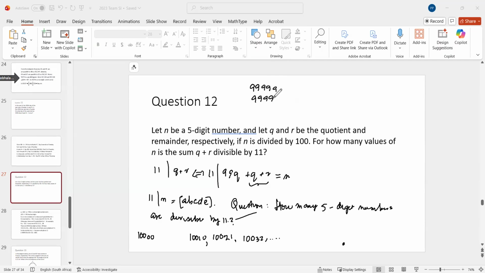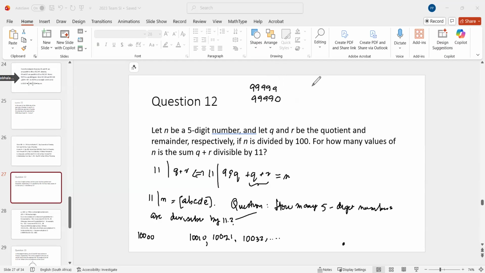You can see clearly that 11 goes into this 909 times. So that one is only 9 units away from there. So this is a multiple of 11, and it has to be the largest because it's only 9 away from the largest 5-digit number.